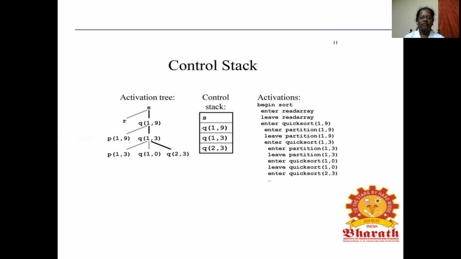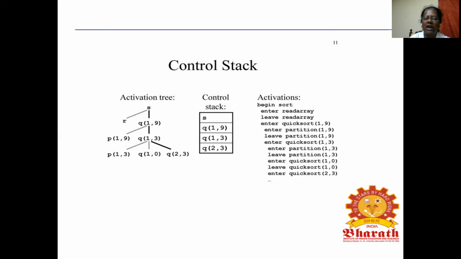Next, control stack. Already we have discussed that the activation tree is the implementation of the activation of the functions, that is, procedures. So the control stack will keep track of the activation tree. Okay, so these are the activations we are going to start. This is the activation tree, control stack, and activation. What are the activations activated when you use a sorting program?